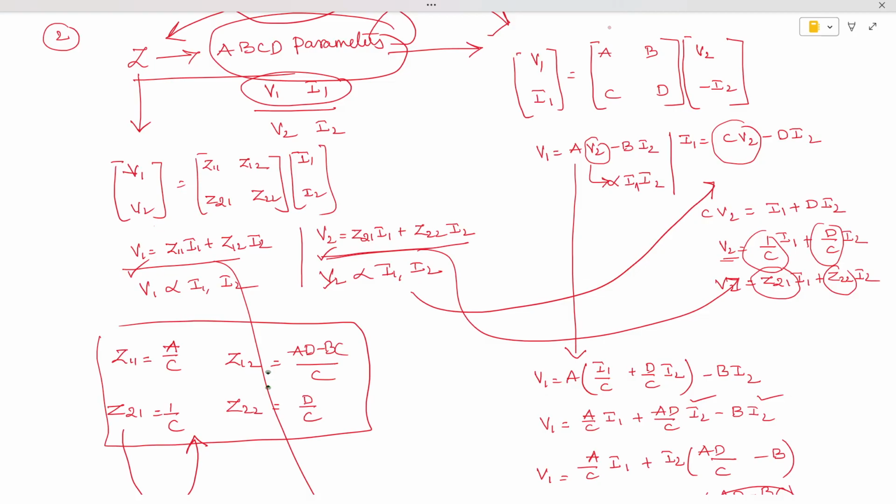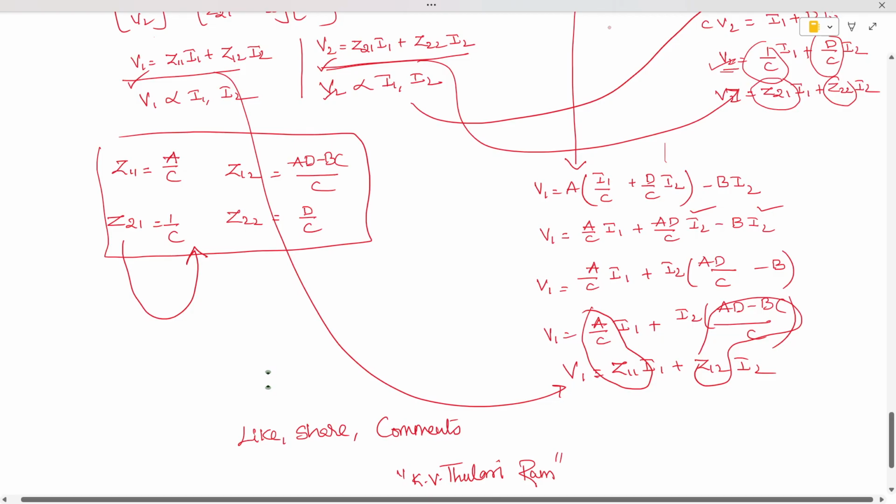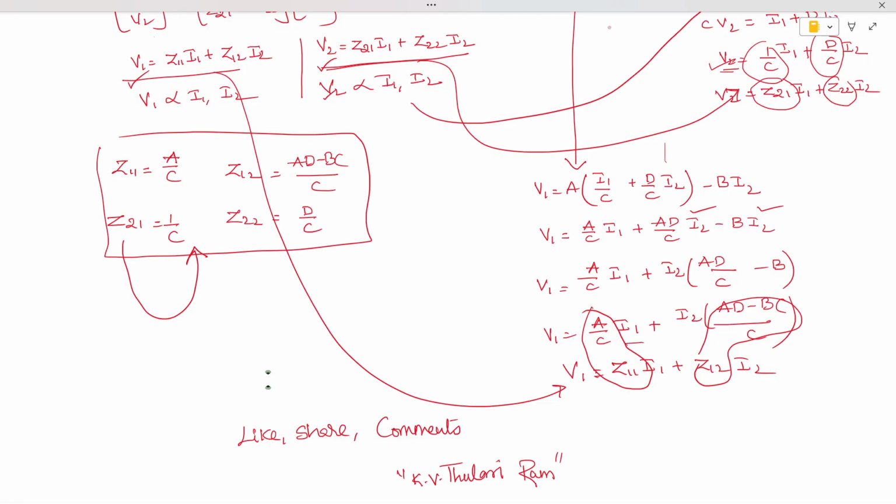Here also I1 is there and V2 is there. This V2 is expressed in terms of I1. That is possible by substituting this in this equation. When you compare this, the ultimate equation should be in terms of I1 and I2. Once you practice, things become very clear.